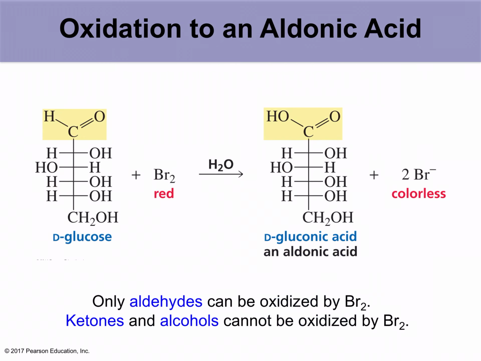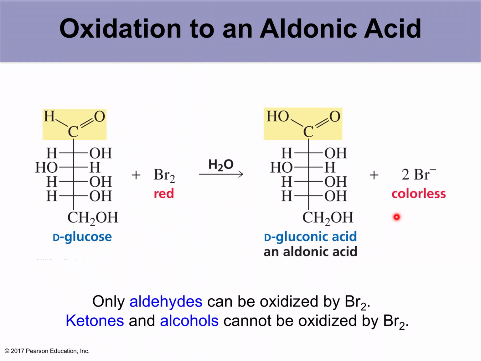Now, aldonic acid. You can do the oxidation with bromine. Bromine is a red color solution. You put bromine into D-glucose, and the carbonyl group will oxidize to a carboxylic acid. Now it is not glucose anymore. We call it D-gluconic acid, which is an aldonic acid.